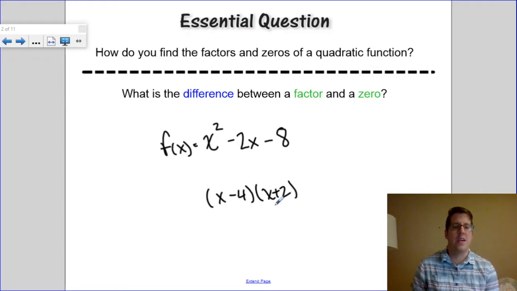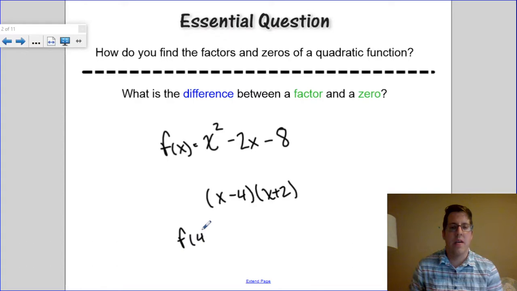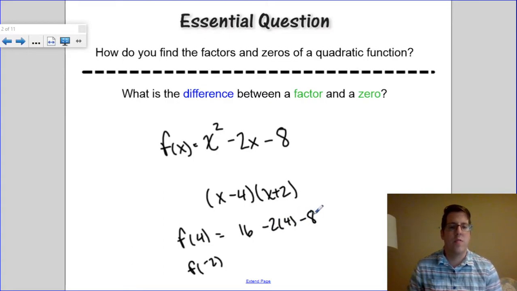So for example, x minus 4 and x plus 2 are both factors, while the actual x values, like positive 4 or negative 2, are the zeros. Those are what you would plug in to get 0. So I'll only show it for this one, but if we plug in 4, we get 0. So 4 gives you 0. That's called a zero of the function.